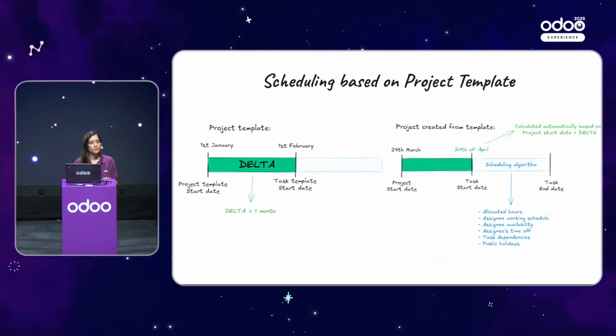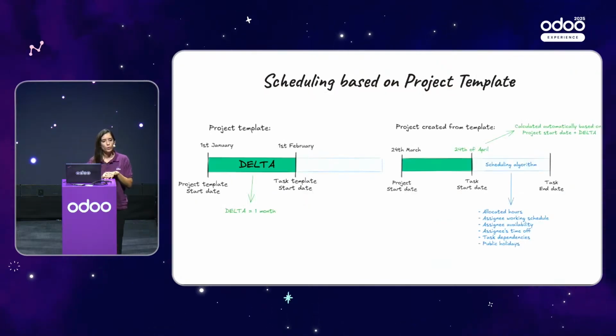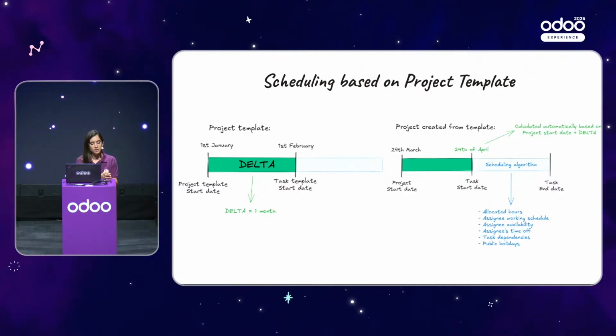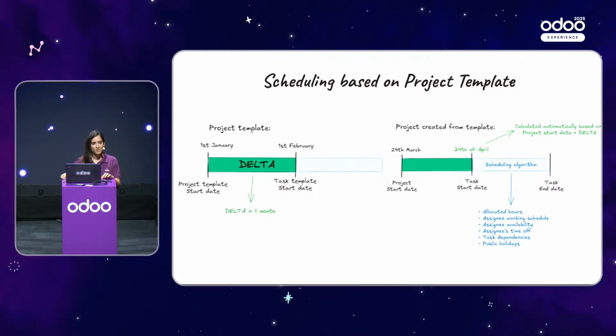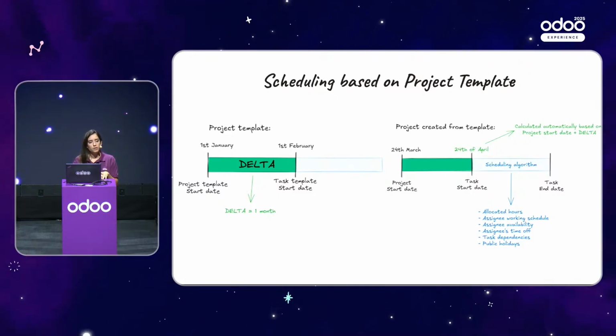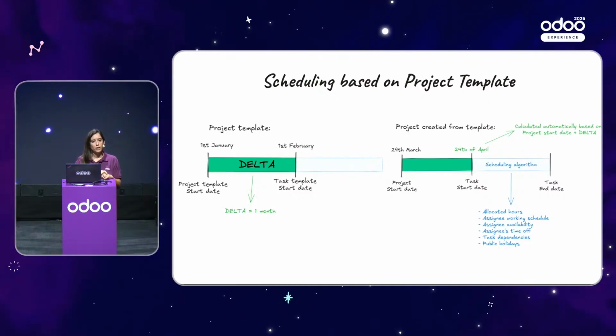How does it work? The scheduling based on project template works with the scheduling algorithm. So basically, it will calculate the delta between the project template start date and the task template start date. And then it will use this delta to compute the task start date of the new project. The end date of the task will be calculated based on the scheduling algorithm, which is the same algorithm used for the auto-plan feature in projects.